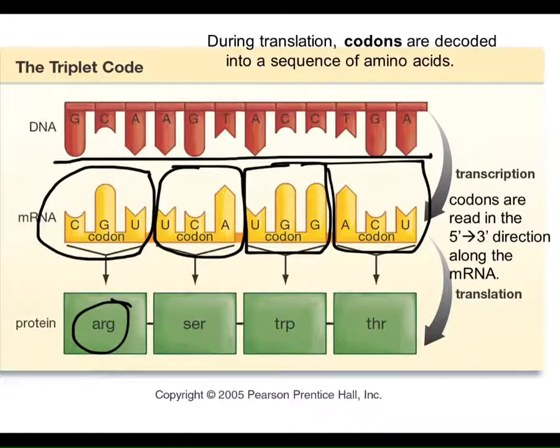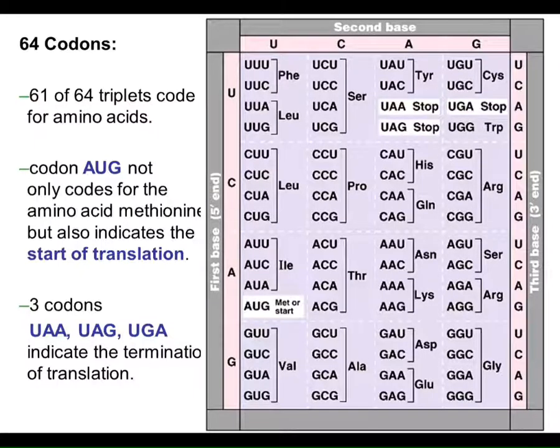So if we go back and look, I assure you that CGU, these 3 letters, let's look back. CGU is going to make this protein ARG. Let's go back and find CGU. First letter C, second letter G, there it is, CGU. And every time the ribosome sees CGU, it knows to put in arginine.